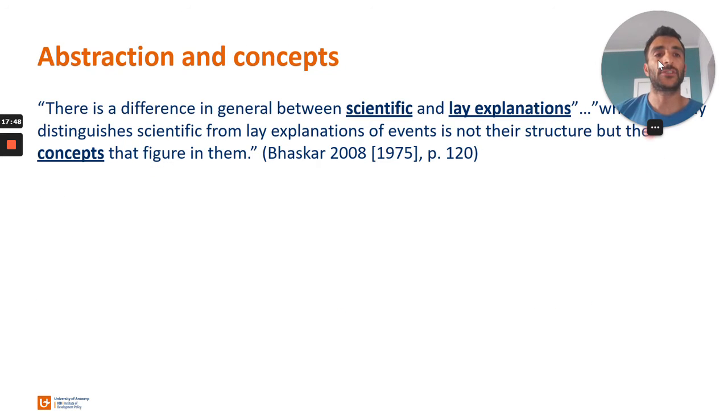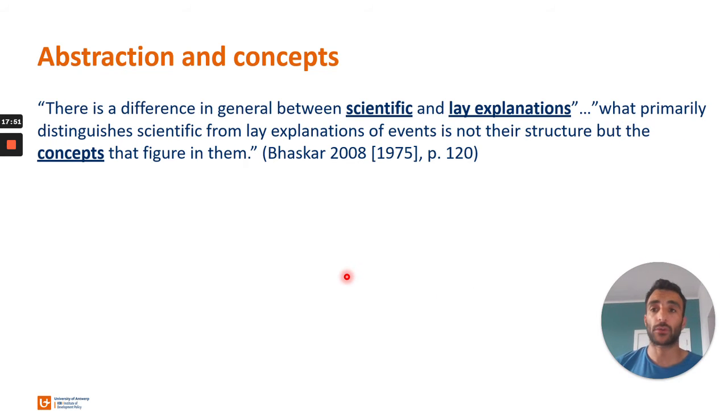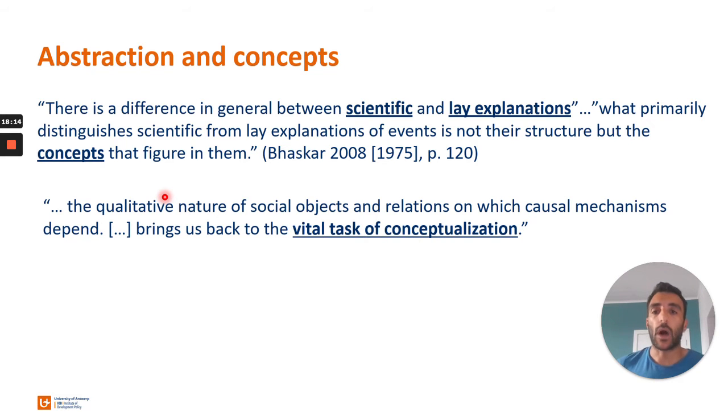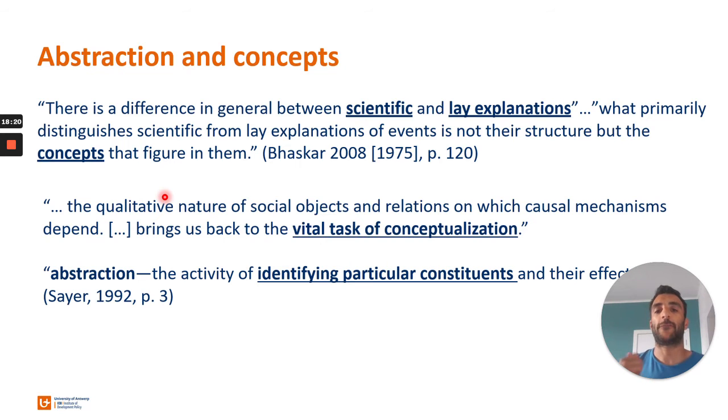Now, it is not only realist evaluation that explains how important these concepts are. So, for example, Bhaskar mentions there is a difference in general between scientific and lay explanations. What primarily distinguishes scientific from the explanation of events is not their structure, but the concepts that figure in them, right? So the concepts are really crucial for scientific explanation. The qualitative nature of social objects and relations on which causal mechanisms depend bring us back to the vital task of conceptualization. That's Andrew Sayer saying that. And then again, abstraction is the activity of identifying particular constituents.